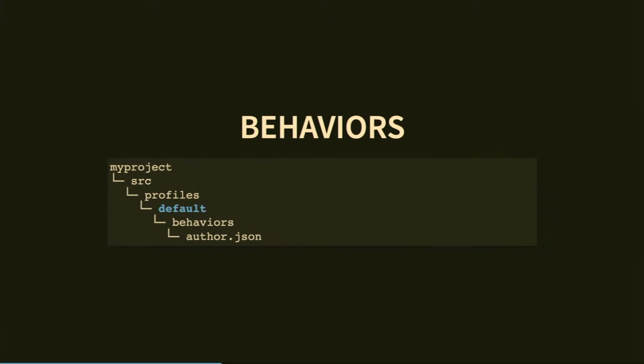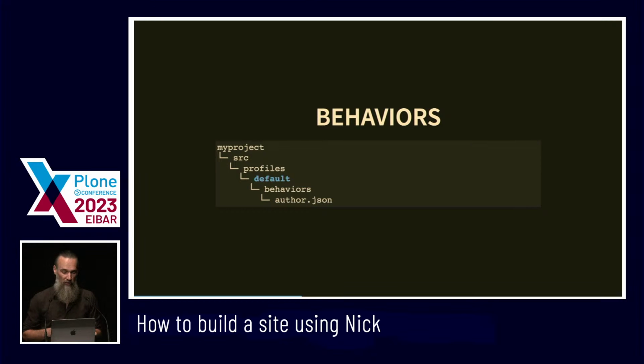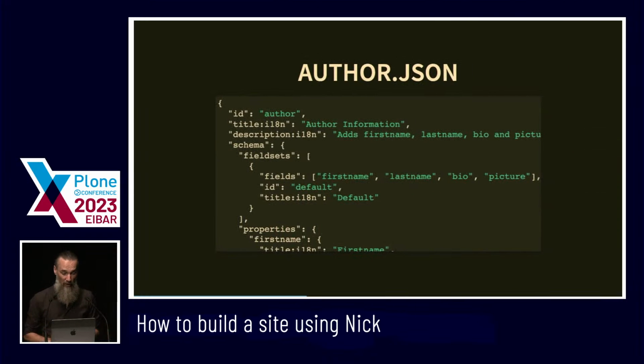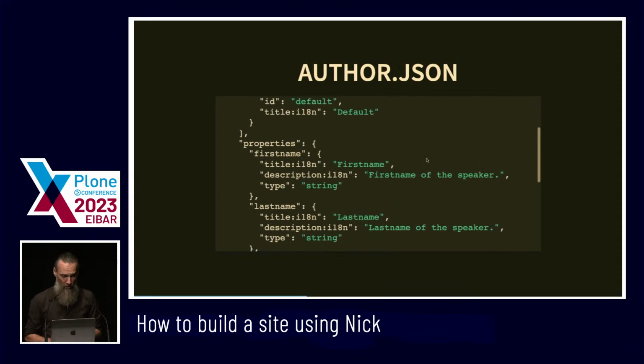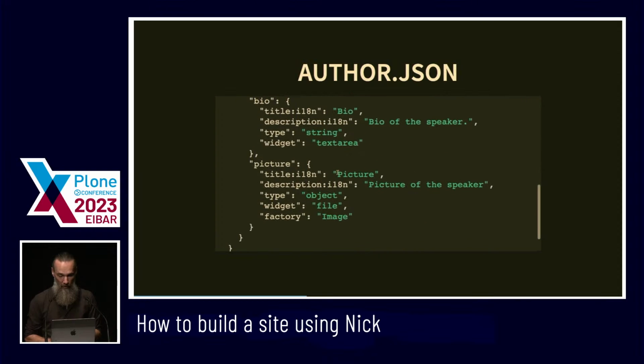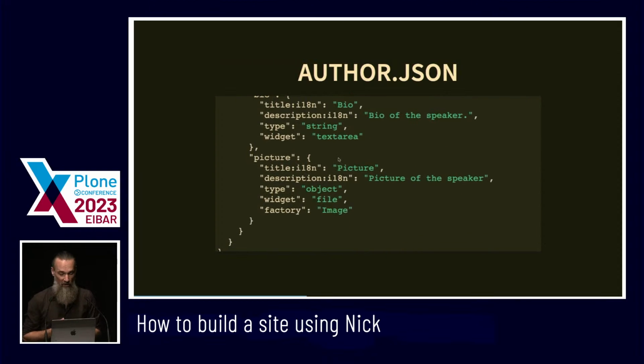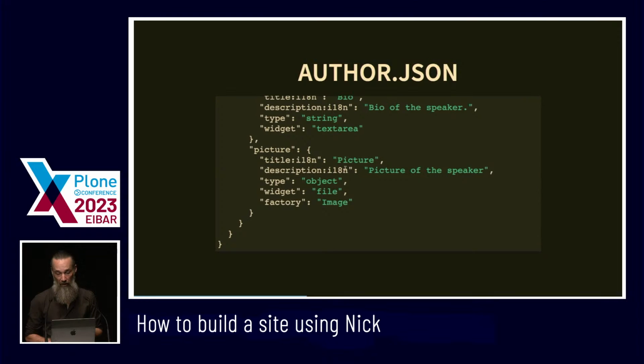Behaviors, same as you can do with Dexterity, so you can basically add behaviors to your content types, and there are two flavors of them. One is schema-based. In this case, we had our talk content type, which only had a title and description. If we want to add author data to it, we can just add a behavior, because maybe we need the author for other content types as well. So we create an author behavior with a JSON schema. What does it have? It has a first name, a last name, bio, and a picture. Same JSON schema: first name, last name, both strings, bio is a text area. And then we have a picture, which in this case is a file widget with an image as a factory. So we can add images in there, and the scales and all that stuff will be automatically generated for that field.